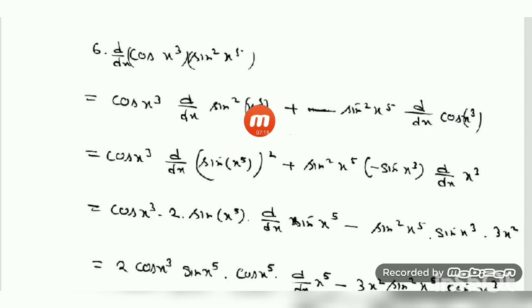Then I have to go for the same rule, cos of x cube, because I cannot do it directly. This is a function of x, then it becomes sine square theta, but there is no standard formula for sine square theta.